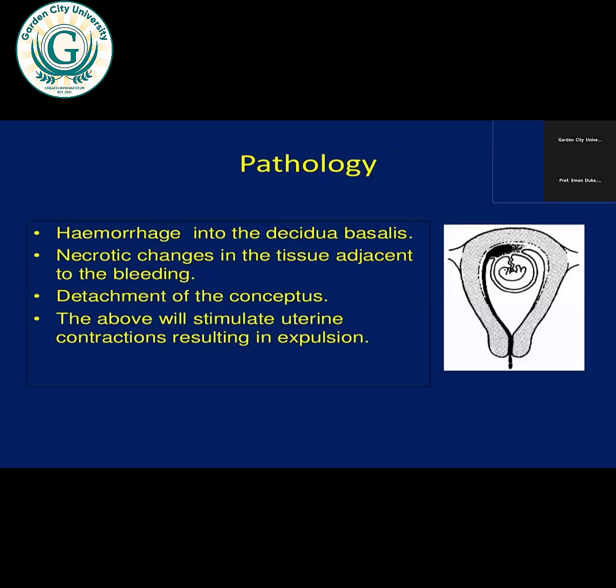Now, the pathology. What happens is that there is bleeding into the decidua basalis. And we know that the lining of the endometrium that is at the base is called the decidua basalis. So when there is bleeding from anywhere into the decidua basalis, it scrapes the decidual lining. And when that happens, there is no more blood supply. So the tissues adjacent to the bleeding site become necrotic.